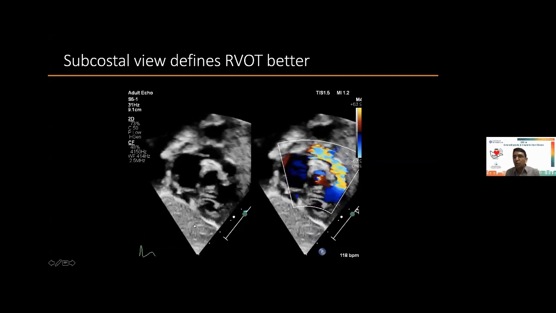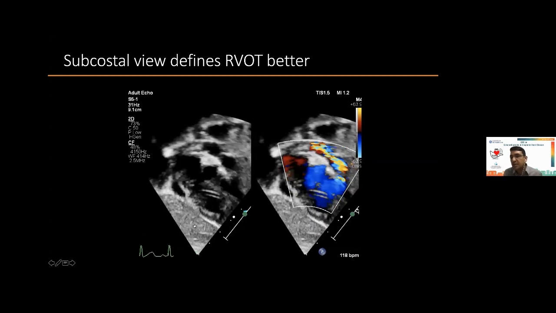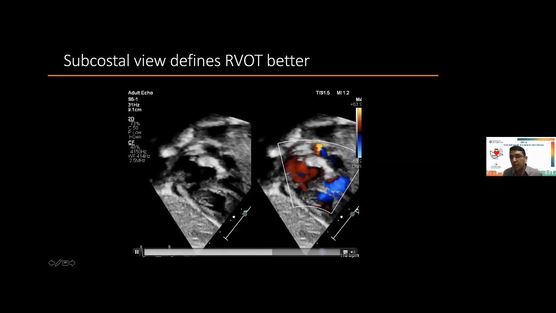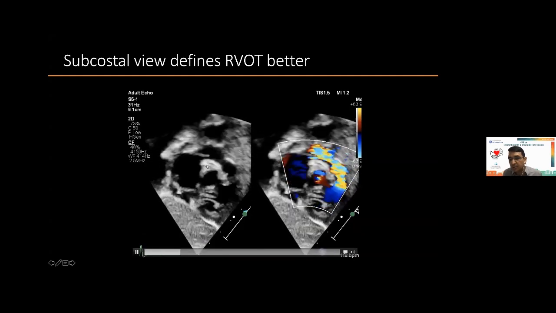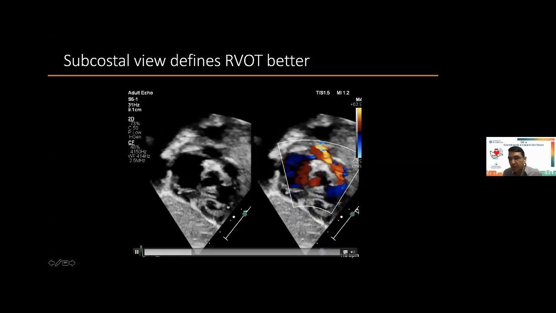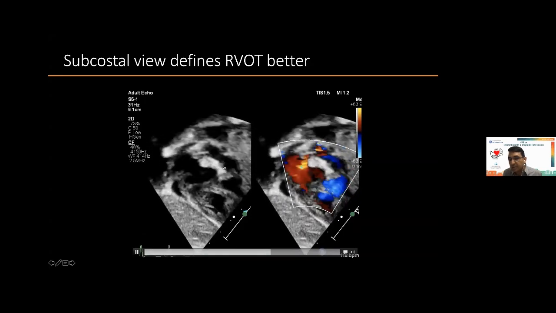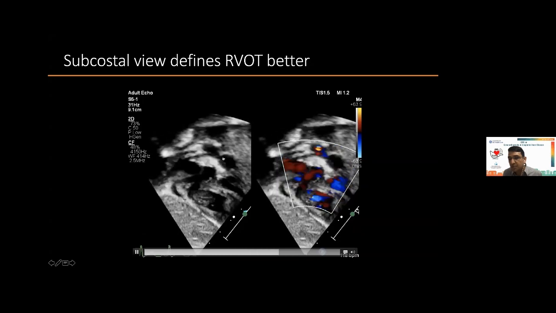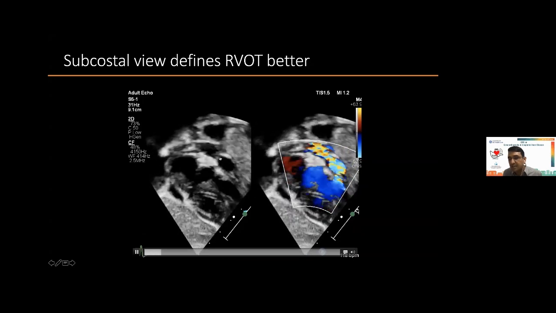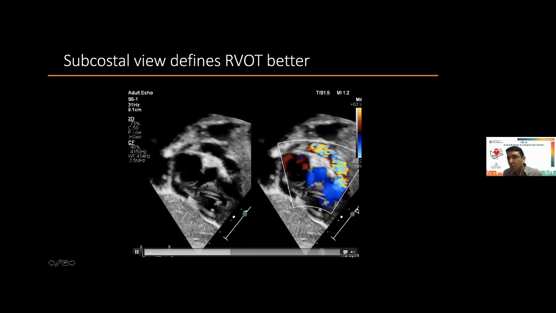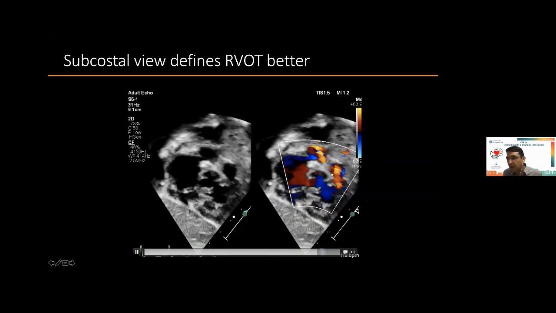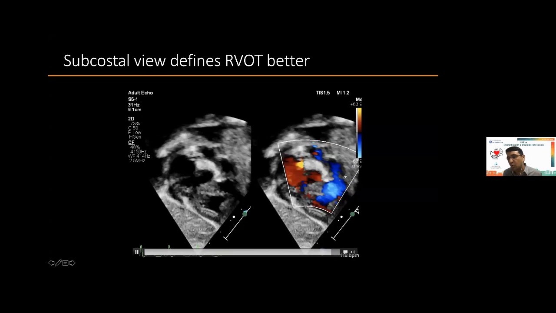that this RVOT can be further evaluated on subcostal view, which is equivalent to the RA view of angiogram. Here, if you see, this is the aorta, this is the right ventricle, this is the right ventricular outflow tract, this is the deviated septum, this is the pulmonary valve, and this is the main pulmonary artery. And you can see the whole tract opened up where the obstruction is predominantly at the level of subvalvular or infundibular region.